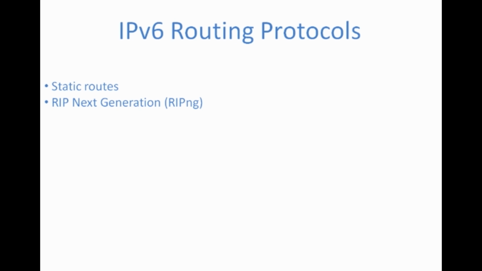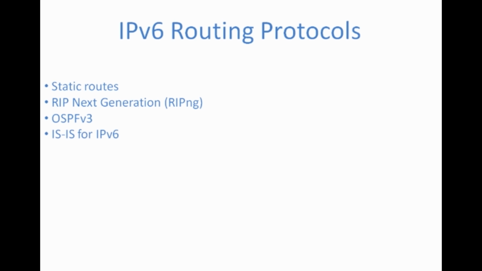RIP, the Routing Information Protocol, has been around for a long time. It's not considered very scalable. It's got some other issues. And RIP version 1 and RIP version 2 will not support IPv6. However, RIP-NG, RIP Next Generation, will support IPv6. OSPF version 3 will support IPv6. However, OSPF version 2 does not support IPv6.